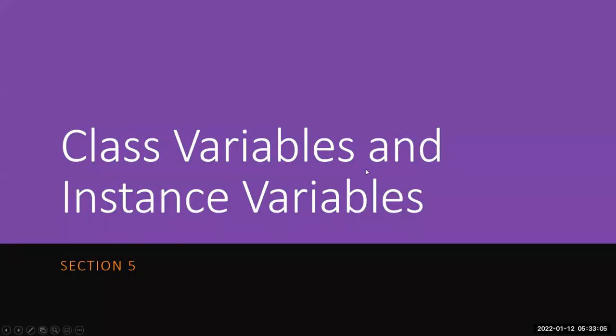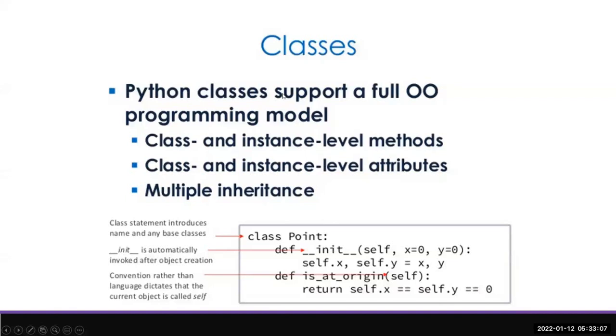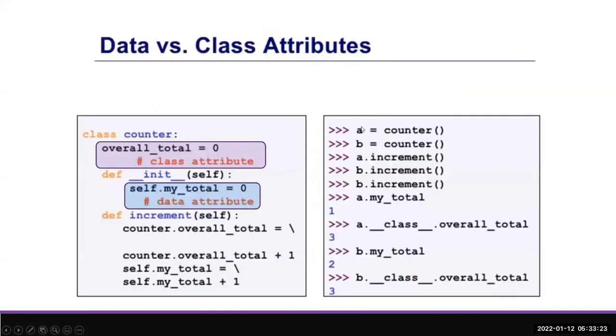Okay, next one, class variable and instance variable. So a class variable, you actually put into the class body over here, okay. And an instance variable, you use a self. Self means current object, okay. That's the difference between class variable and instance variable. And here you do have an overall total, that's a counter, that is a class variable, okay. And here my total, this one is an instance variable, okay.